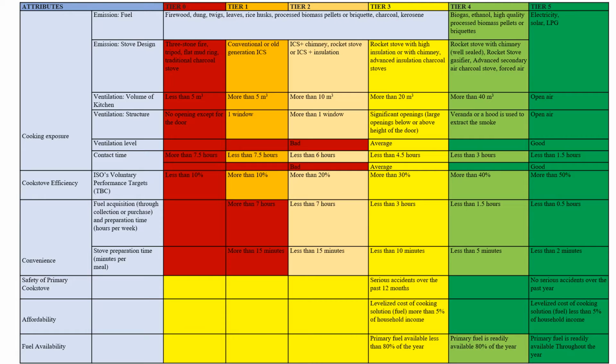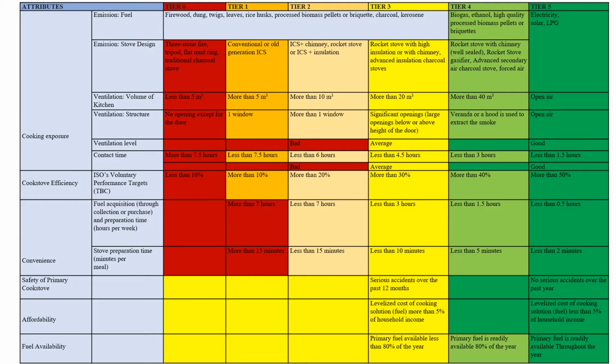The 6 attributes are as follows. Cooking exposure captures how exposed the members of the household are to the emissions from the fuel when cooking. Cookstove efficiency measures efficiency in use of the fuel. Efficient cookstoves use less energy to deliver a given amount of usable heat compared to traditional 3-stone open fire stoves. Convenience is related to the time and effort involved in securing, processing, and using the different energy sources. That includes acquiring the fuel for the stove.